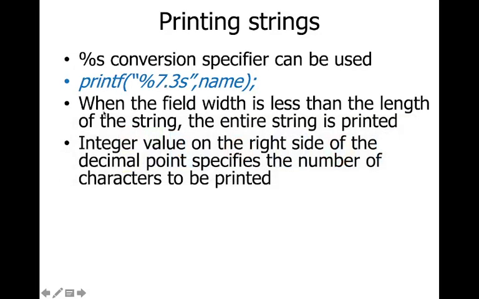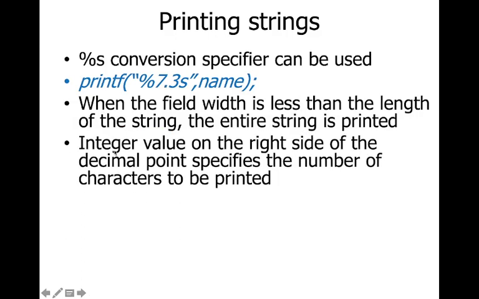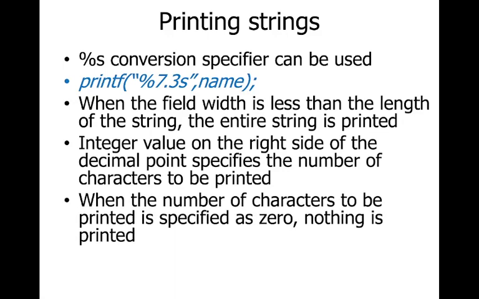So this is the thing. When the field width is less than the length of the string, the entire string is printed. That's what we have seen in %3s. Then the integer value on the right side of the decimal point specifies the number of characters to be printed. That's what we have seen in .4s or .3s. When we mention .4, only 4 characters will be printed. When the number of characters to be printed is specified as 0, nothing will be printed. So if we mention .0, nothing will be printed.